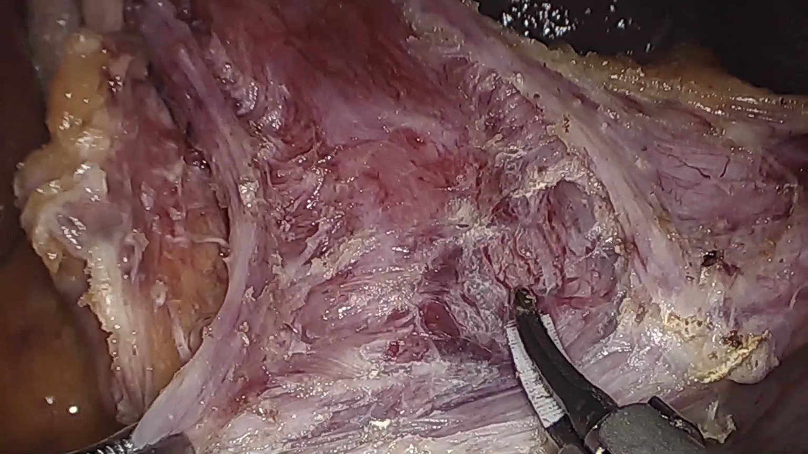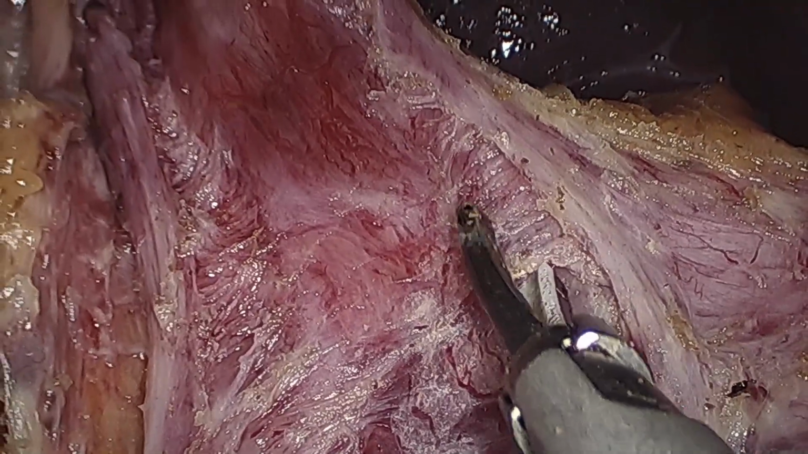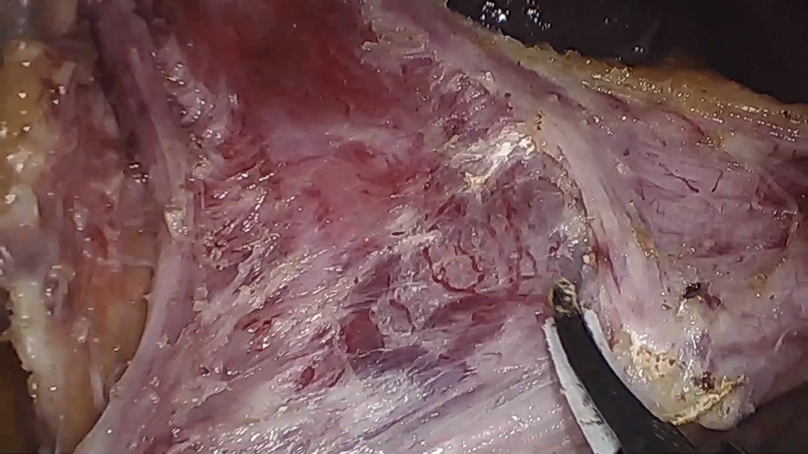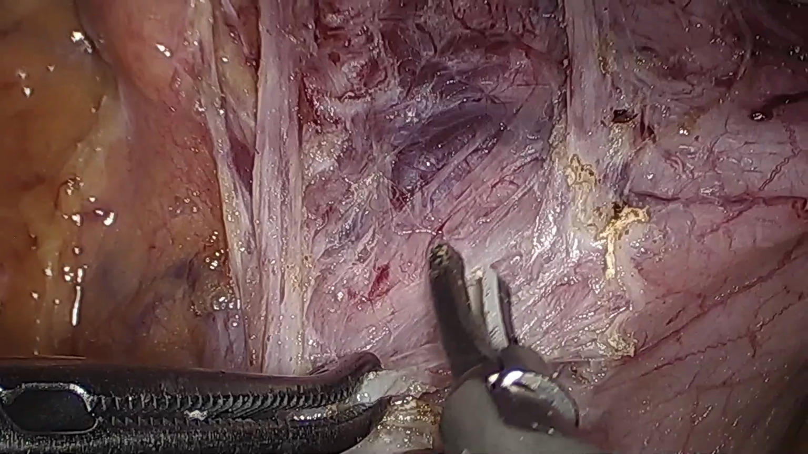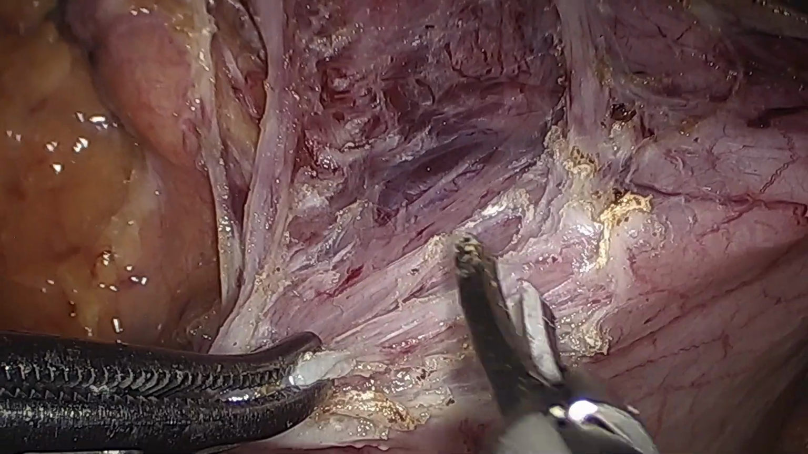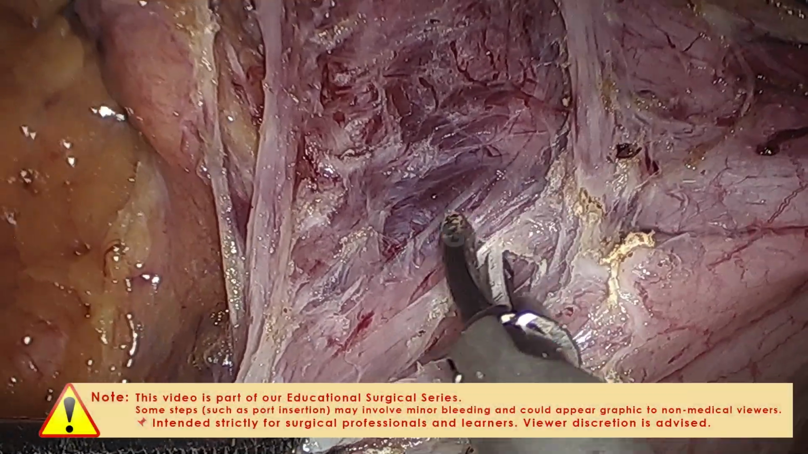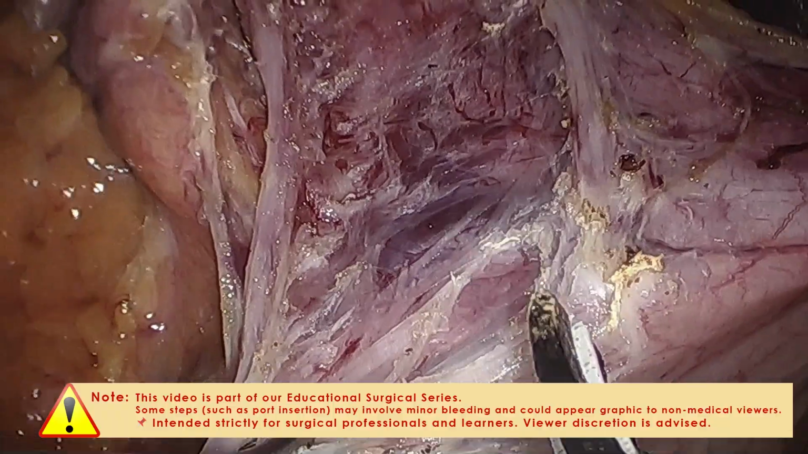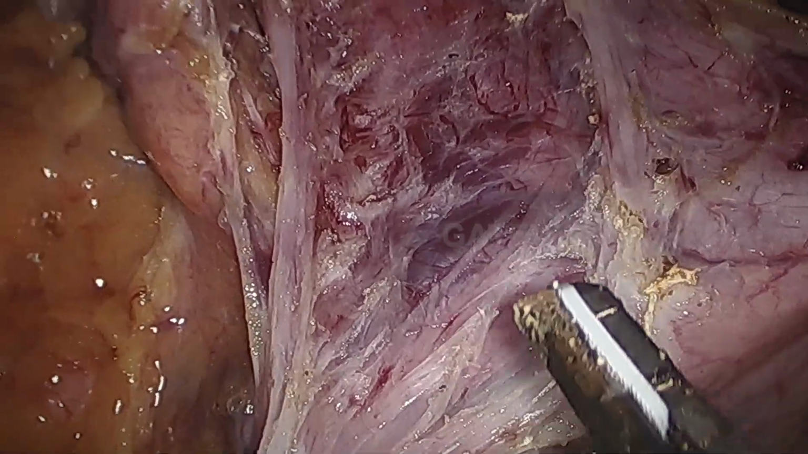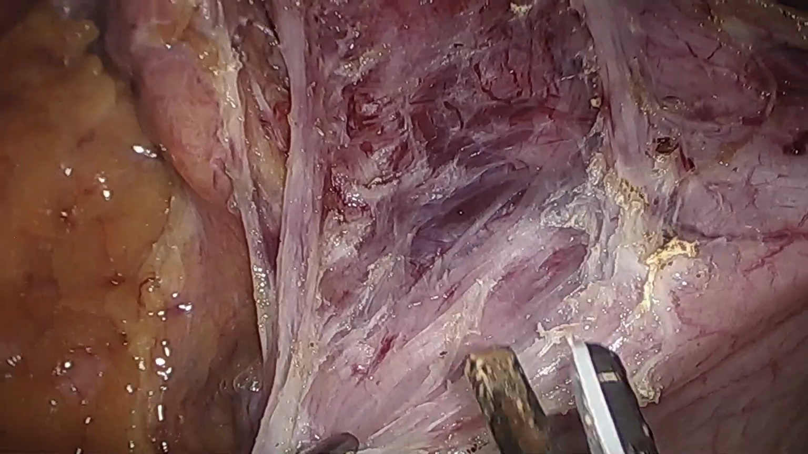So you can appreciate a beautiful plane, that is the gastric submucosal plane. We have done myotomy of the muscle fiber, and we are in the proper submucosal plane. So you can appreciate the vessels which are coming into view.